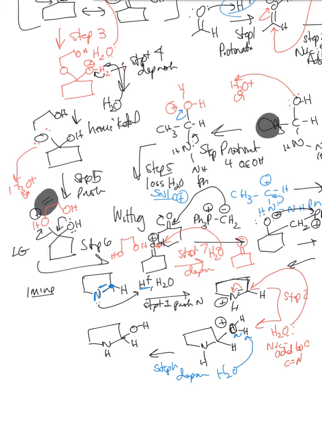Now, think about where you're going. This has to leave. So it's going to get protonated. So H3O plus is going to get protonated. So this is step 4, protonation of the nitrogen. Which makes it a positive charge. Positive charged nitrogens are good leaving groups. And so now this is going to leave. The electrons here actually just push that to leave.